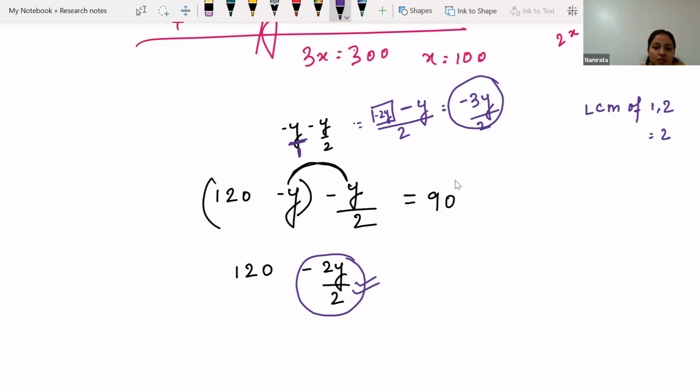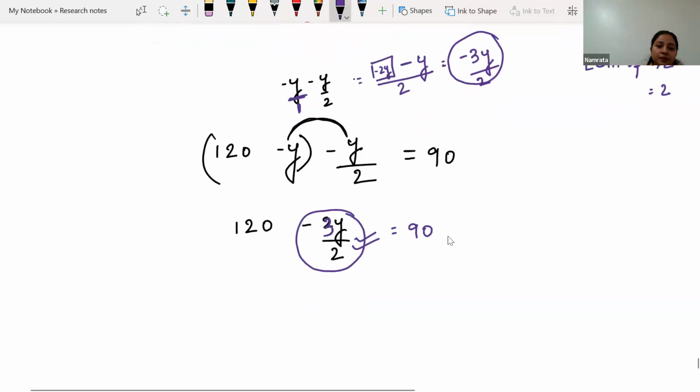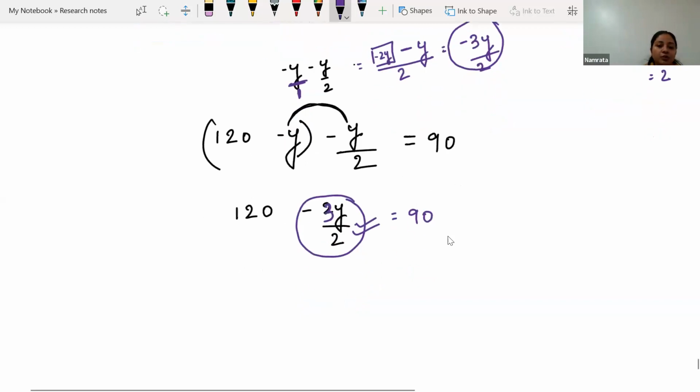So instead of this, if we write minus 3y by 2, you see, whether we are using the method of substitution or elimination, these are just two methods, but at the end your answer and my answer have to be the same. Let's see whether it is the same or not. We got minus 3y by 2. After that, let me check what you have done.